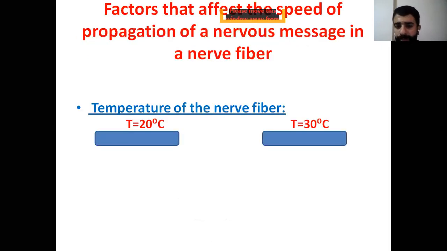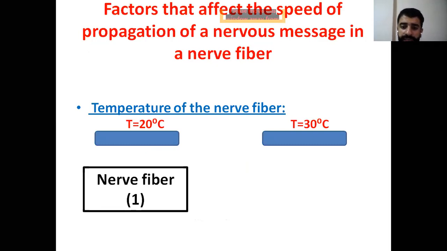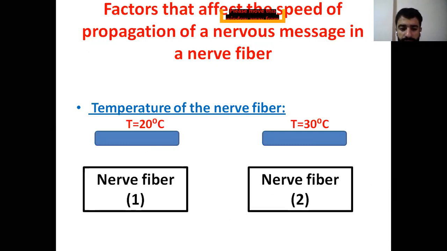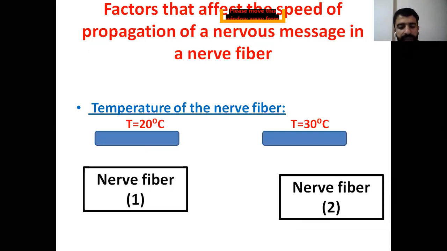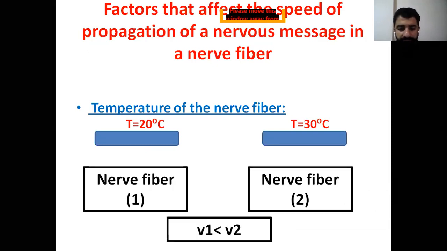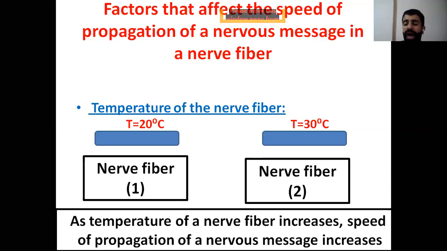Factors that affect the speed of propagation of the nerve fiber. Remember, when we talk about the factors, we have diameter, we have myelination, and here we have the temperature. Temperature number 1 is 20 degrees Celsius. Temperature number 2 is 30 degrees Celsius. So the temperature of nerve fiber 1 is less than the temperature of nerve fiber 2. So the speed of nerve fiber 1 is less than the speed of nerve fiber 2. As a conclusion, as the temperature of the nerve fiber increases, the speed of propagation of the nervous message increases.